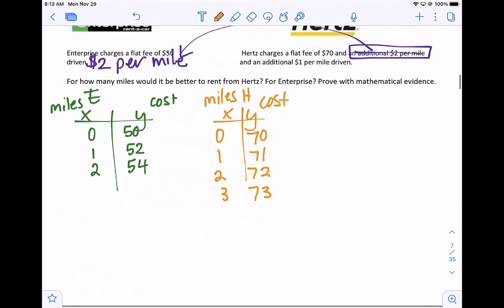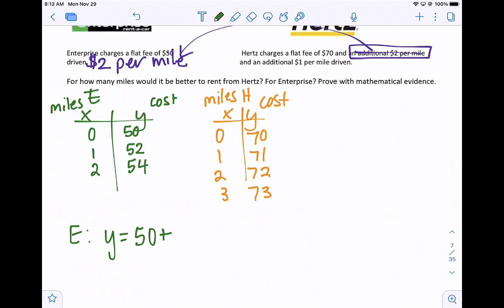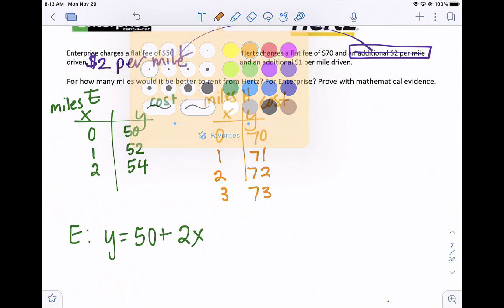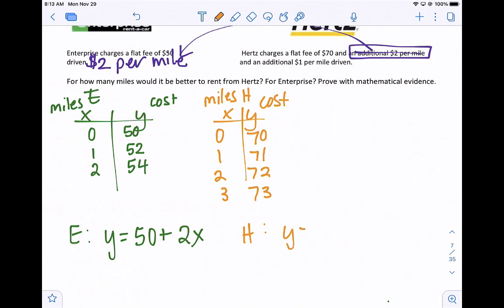Now, in order to use technology, we need to write equations for this. Let's take a look at Enterprise first. What's the y-intercept, the starting value? You can see it's $50. What's the slope, what's it going up by every mile? It's $2 per mile. So that's the equation you could write for Enterprise. For Hertz, the y-intercept, the starting value, is 70, and it goes up $1 per mile, so we can write 1x. You might also see that as just x. So we have our two equations, and we want to see when they're equal.